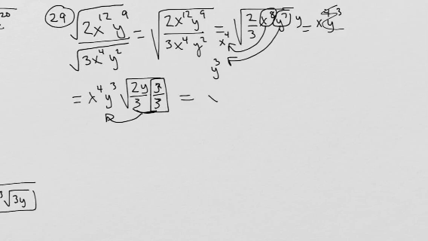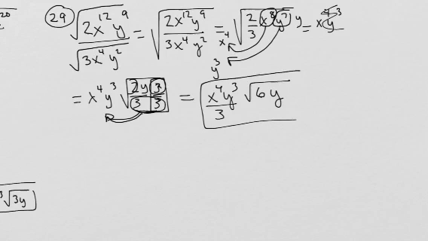So I'm going to have x to the 4th, y to the 3rd over 3, because this 3 that came out is in the denominator, times the square root of 6y, because I have 2 times 3, so that's 6y. And that's the simplified form of this number.